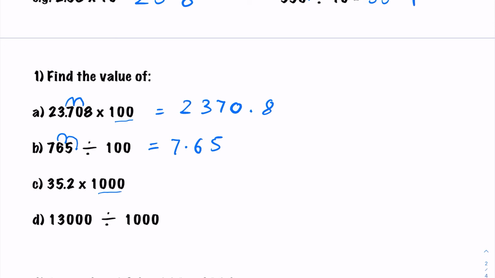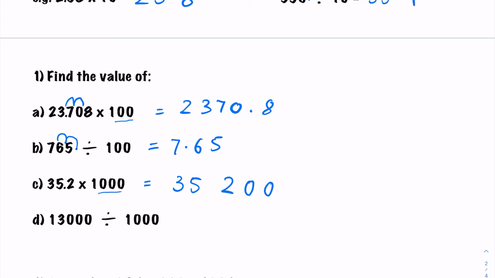35.2 times 1,000 is going to jump 3 places to the right. So let's write this out again just to give ourselves a bit more room. So 35.2 is going to move 1, 2, 3 places to the right. So that's where our decimal is. And what we need to do in each of these jumps and each of these gaps here is just fill them with zeros. And so our decimal point is no longer here, it's all the way at the end there. So you get 35,200. And there's no need to actually include your decimal point here, since that's just a whole number.